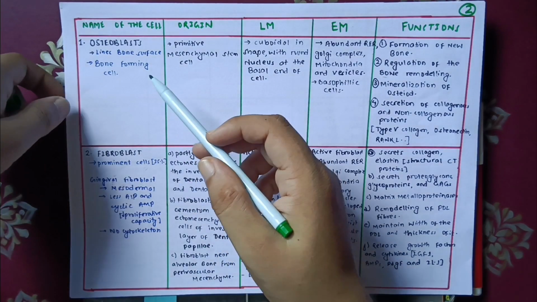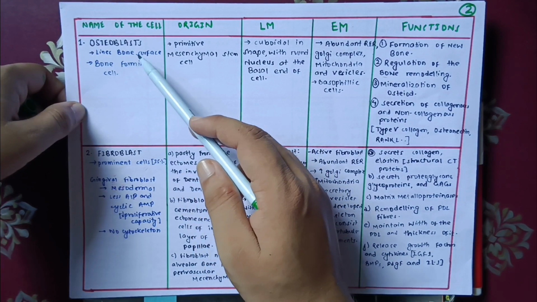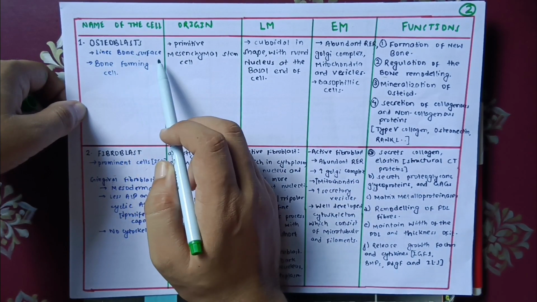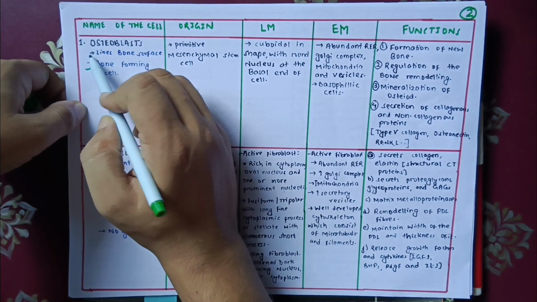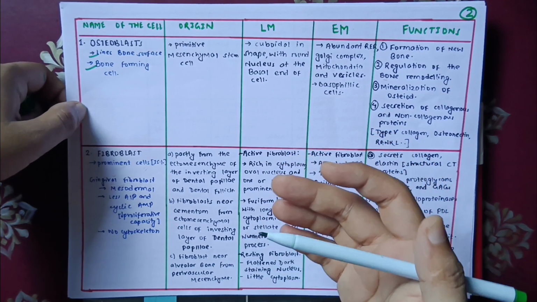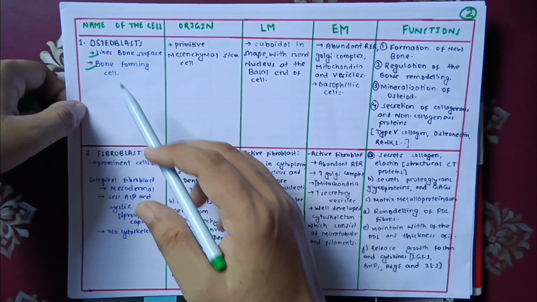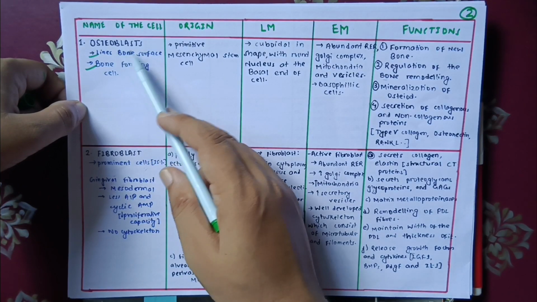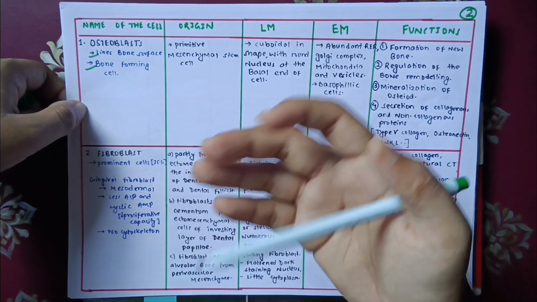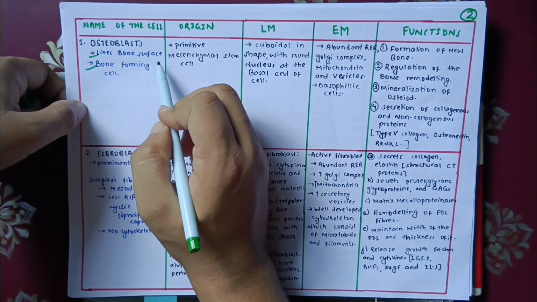So we will discuss the osteoblast. Osteoblast is a synthetic cell. It lines the bone surface and is a bone forming cell. About this osteoblast, I think you have discussed it in general histology, and in general anatomy. Osteoblasts are the bone forming cells and they line the bone surface.